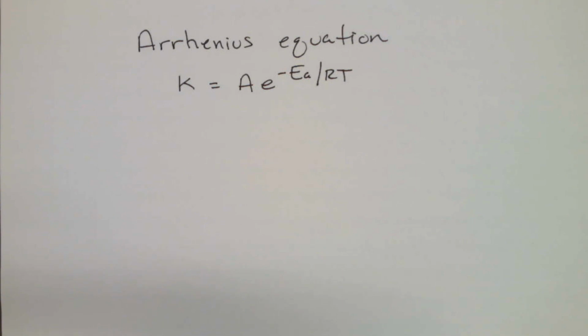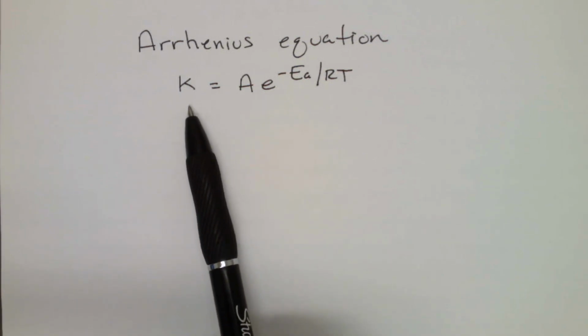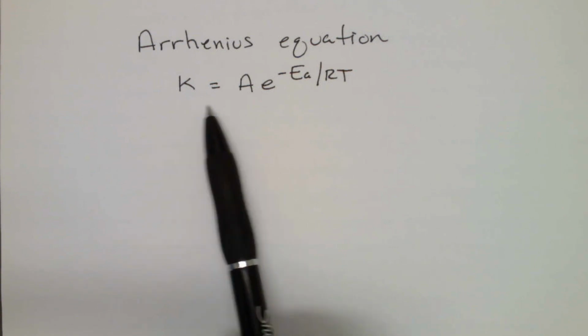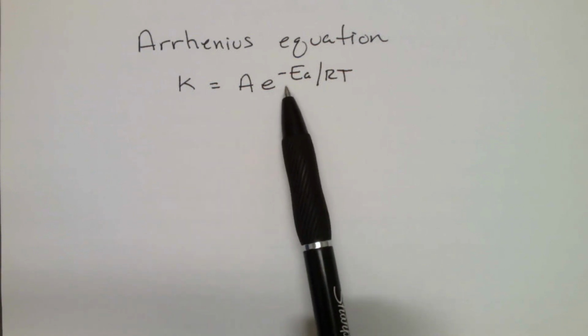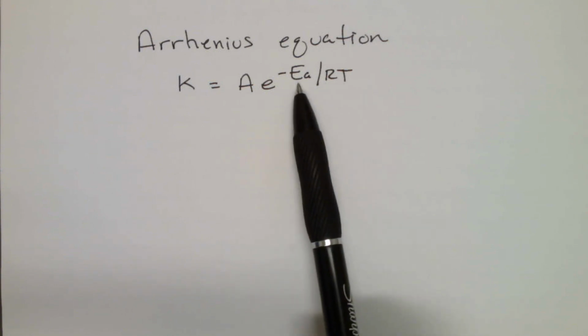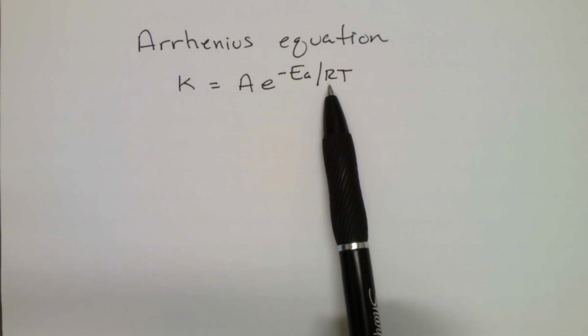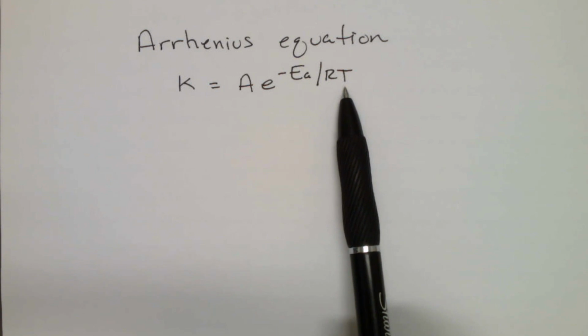Here's the Arrhenius equation. It shows the rate constant, k, of a reaction is equal to A times e raised to the negative Ea over RT. Ea is the activation energy. R is the gas law constant or universal gas constant, and this gas constant is in terms of joules per Kelvin mole. And T is the temperature in Kelvin.